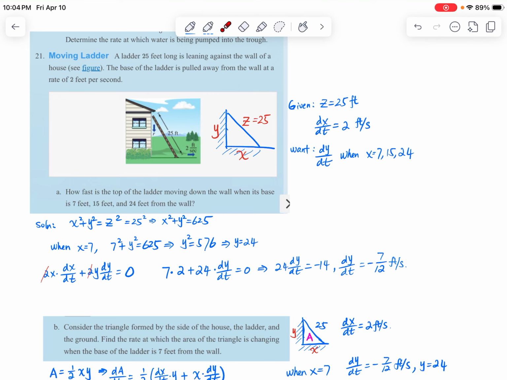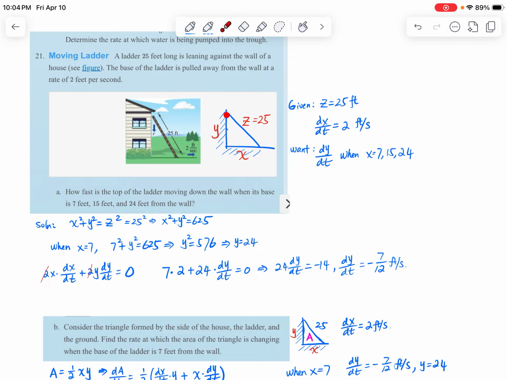This is for section 2.6, number 21. In this problem, we know that there's a ladder here, and it is against the wall of this house, and this is the ground. So I label the sides using the following variables.